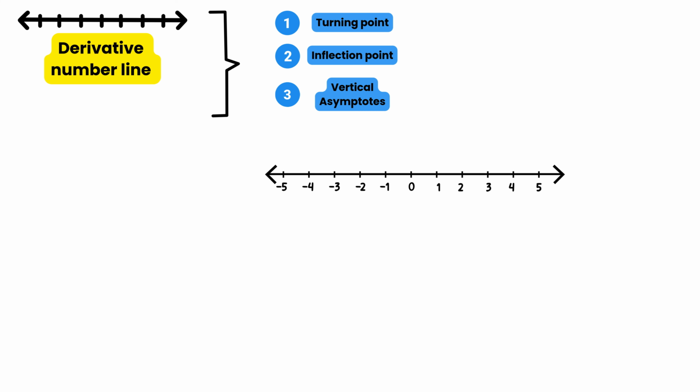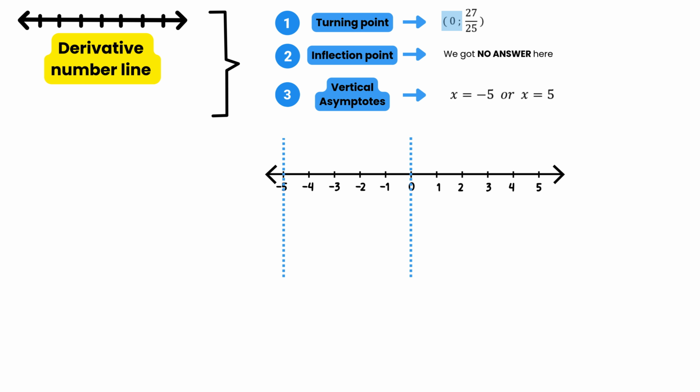In our case, the turning point had an x value equal to 0. The inflection point had no real solution, so there's nothing to plot there. And don't forget to include the x values of the vertical asymptotes, because those are places where something weird happens, a discontinuity. So if we plot everything on our number line, we'll mark x equal to -5 for the first vertical asymptote, x equal to 0 for the turning point, and x equal to 5 for the second vertical asymptote. This number line is now ready to help us test the function's behavior between those key x values.